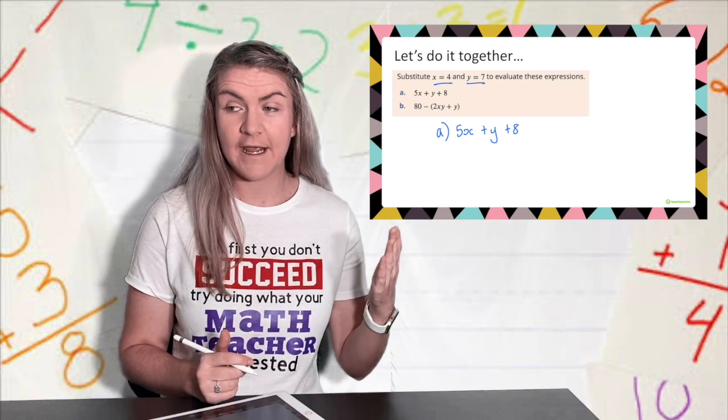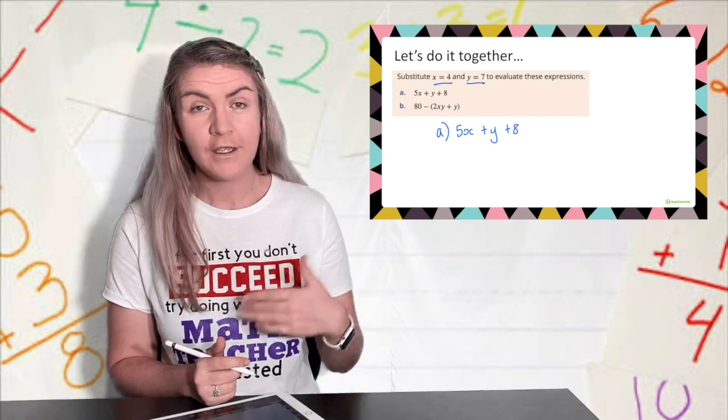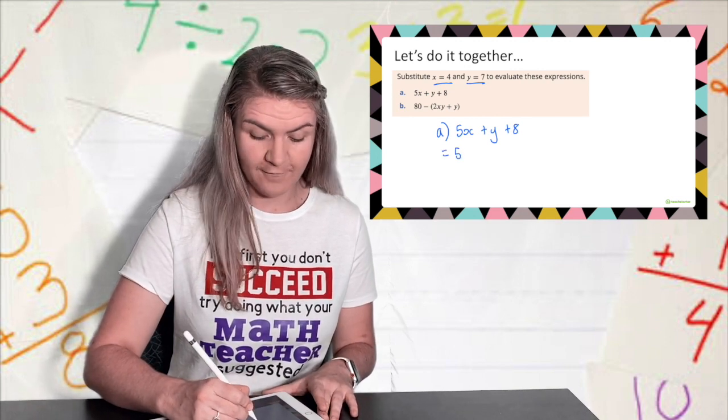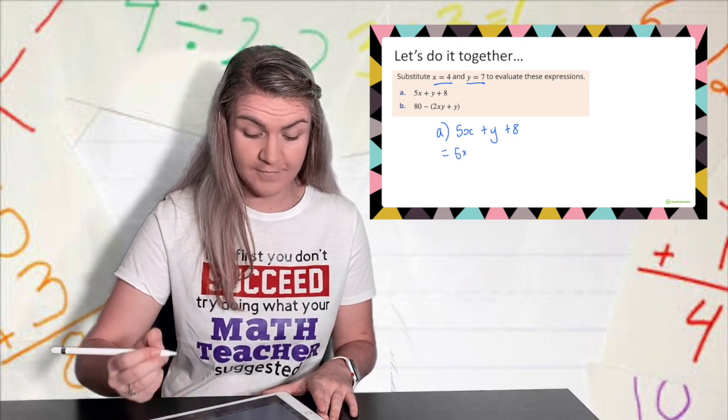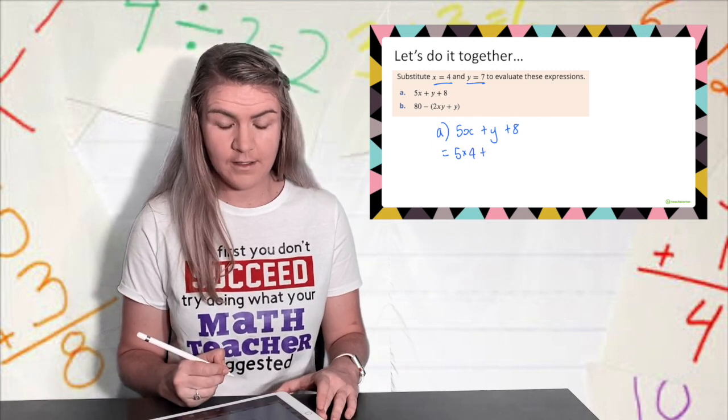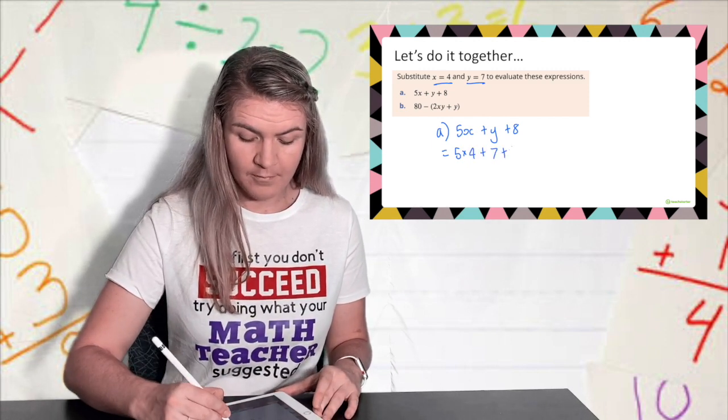So whenever I see an x, I'm replacing it with 4. And whenever I see a y, I'm replacing it with 7. So 5x means 5 times x, and that's 5 times x is 4, so 4. Plus y is 7 plus 8.